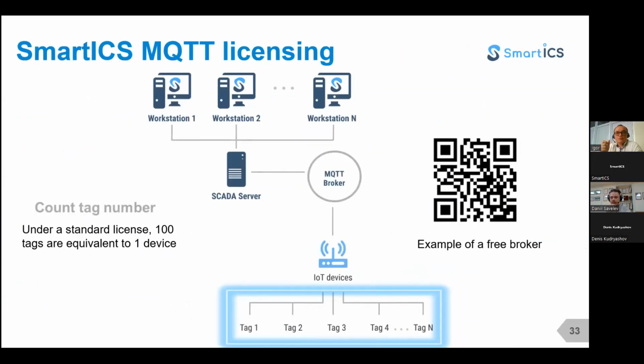Even though MQTT is calculated by the tags, we try to simplify it for you and keep the same logic. Whenever you have a number of tags, you simply divide it by 100. This is our internal logic. For example, if you have a project connecting 500 MQTT tags, you divide 500 by 100, so you have 5. Within our price calculator, you are looking for 5 devices. This is as simple as that.